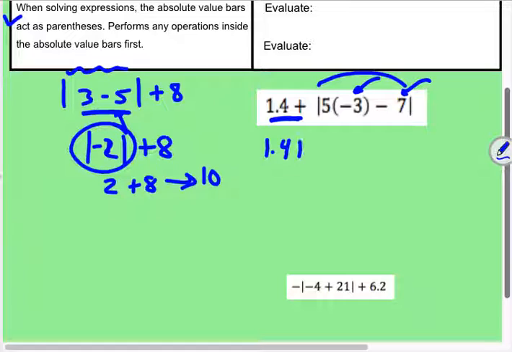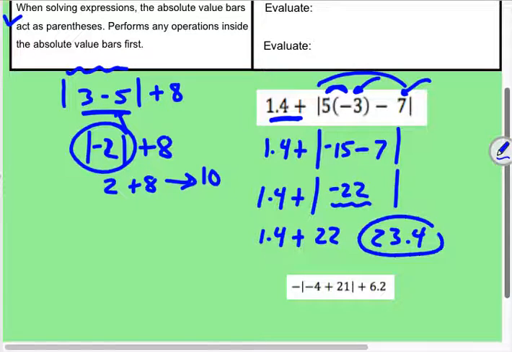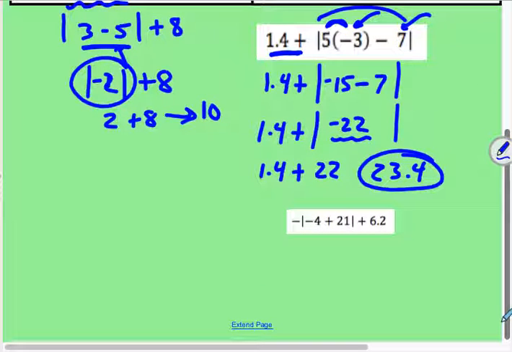So 1.4 plus, first I'm going to multiply these two. That's going to be 5 times negative 3 is negative 15, minus 7. 1.4 plus, negative 15 minus 7 now is going to give me negative 22. Now I can take the absolute value of it because it's down to one number. 1.4 plus just 22. And 1.4 plus 22 is, what do we got? 23.4.